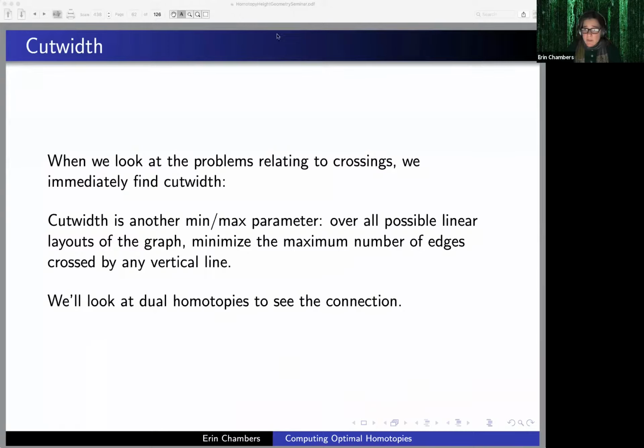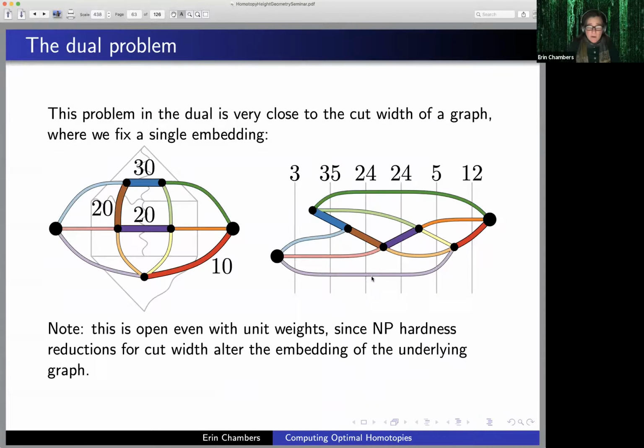Now, the only reason this starts to look really similar is that dual connection, right? The dual homotopies turn out to be very similar to cut width.